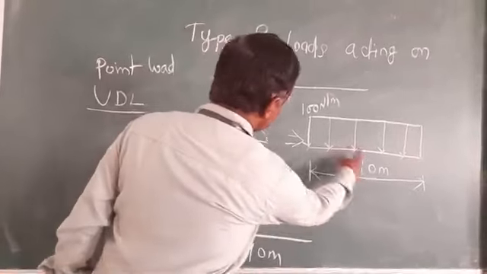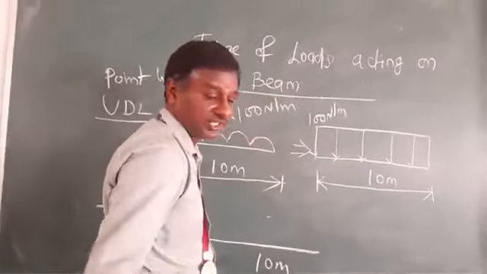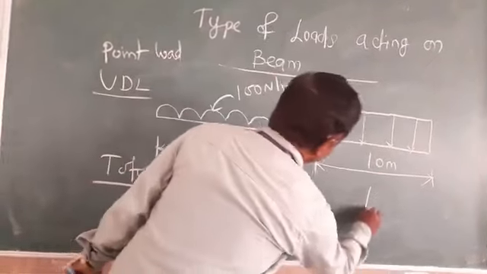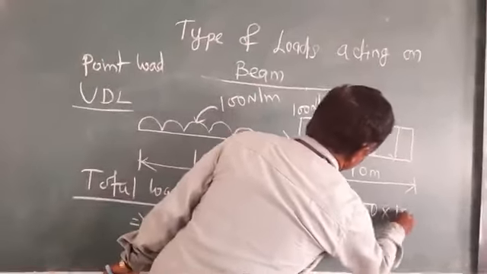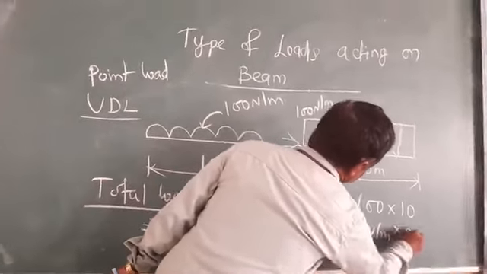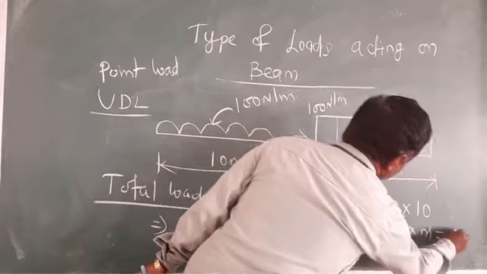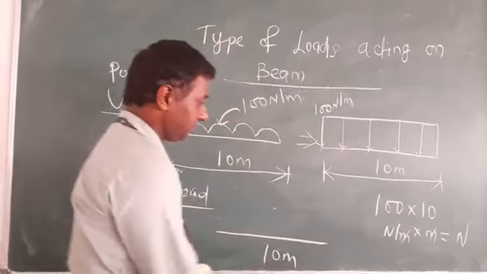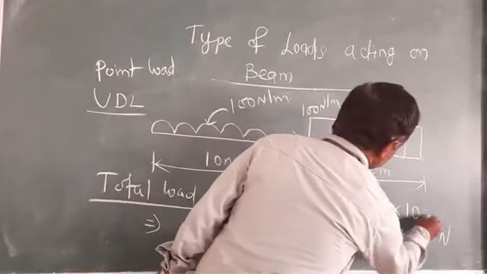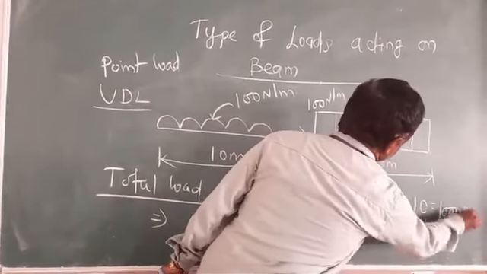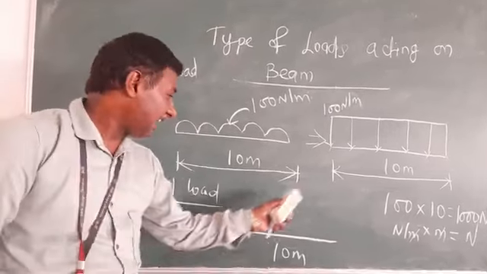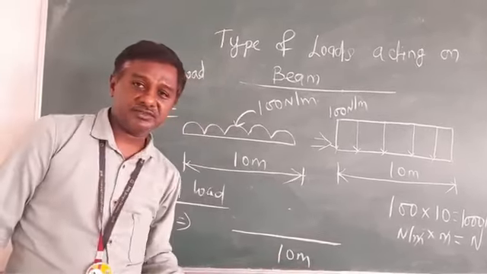So 100 into 10 will give you the area. The unit will be Newton per meter, this is meter, so we will get Newton as the unit. Now I got this is 1000 Newton. And where is this 1000 Newton acting?